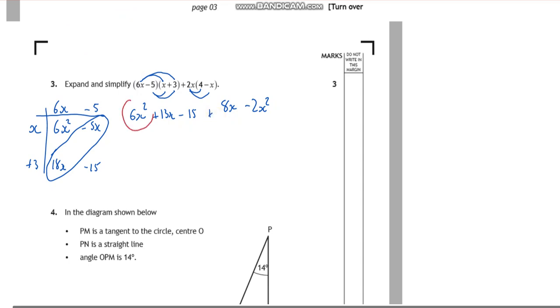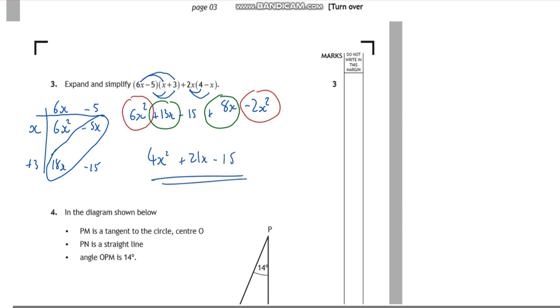And then same again, just group your like terms, make sure you get the sign in front of it. So that's going to be 4x squared. Then what else have I got? I've got a 13x and an 8x. So that'll be 21x. And I've just got negative 15 left over.